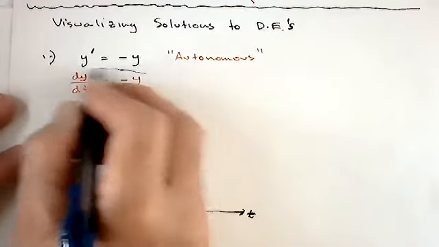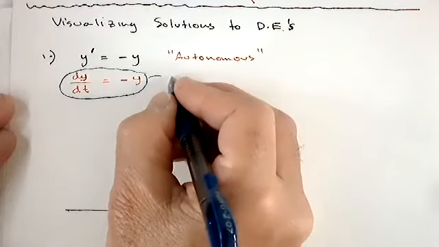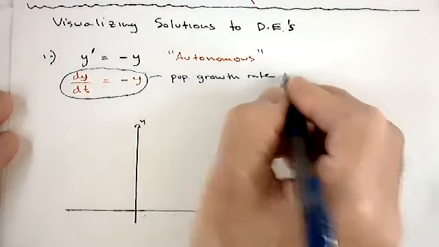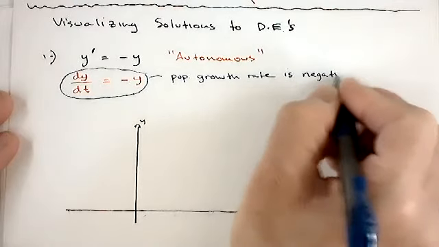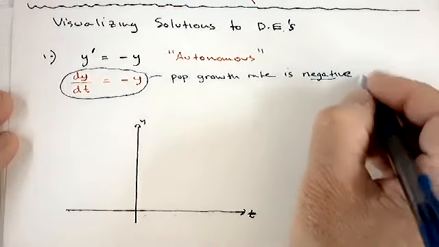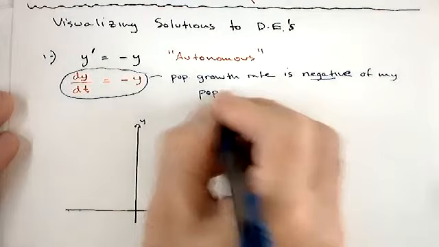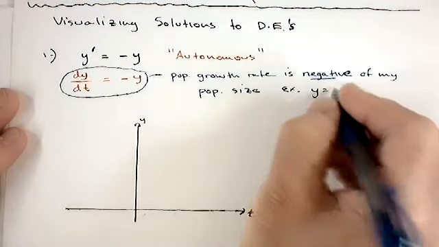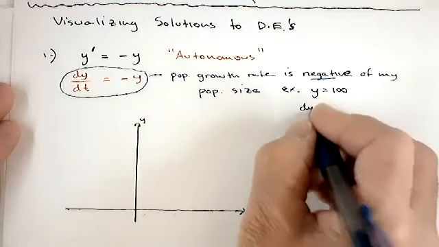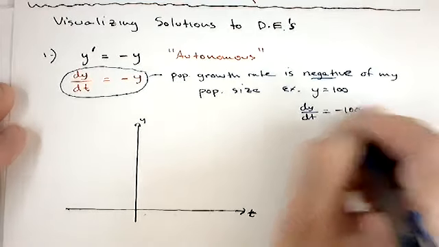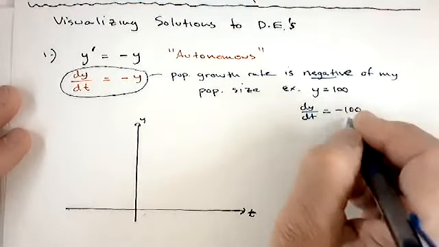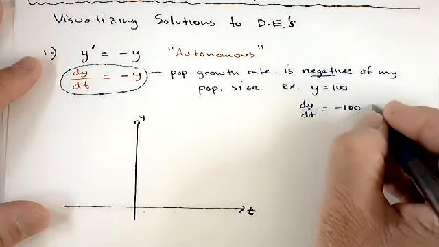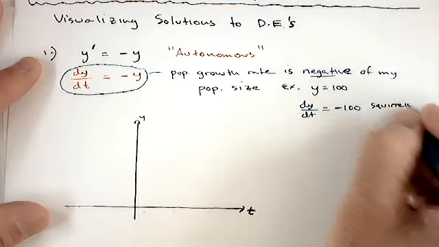I'll switch to blue here. But what does this say in words? This is saying the population growth rate is the negative of y, my population size. So in other words, for example, if my population is 100 squirrels, this is saying my growth rate is going to be negative 100. That means I'm going to be losing 100 squirrels per unit of time. I'm going to lose them all in the 1 unit of time here, right? If I have my 100 squirrels, this would be squirrels per unit of time.